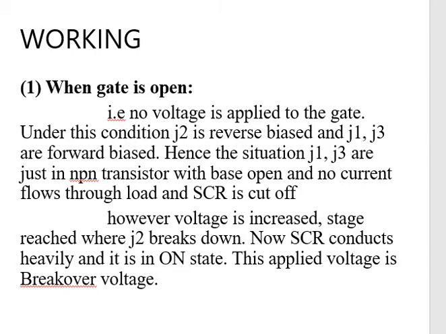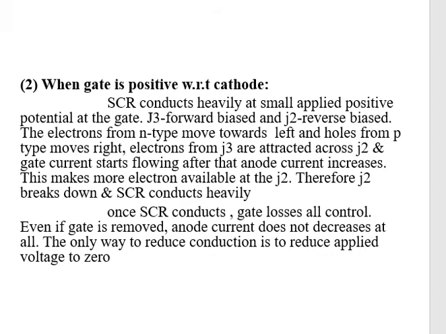However, when we increase the voltage, J2 breaks down. Now SCR conducts heavily. It is in the on state. The applied voltage is the breakover voltage. When the gate is given a positive voltage with respect to cathode, SCR conducts heavily at a small applied voltage. That is, a small gate voltage is necessary to conduct heavily.